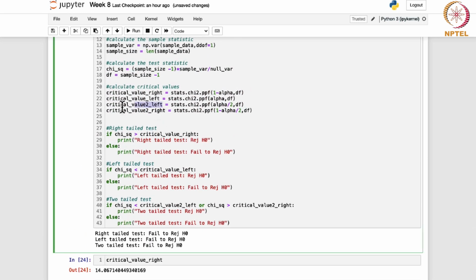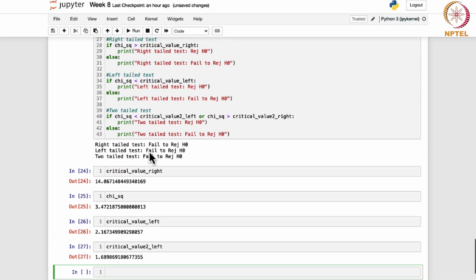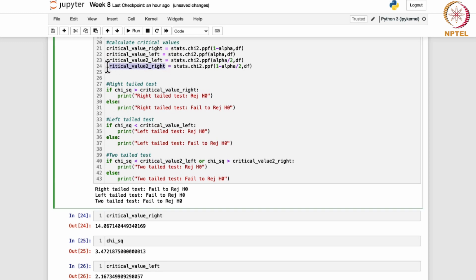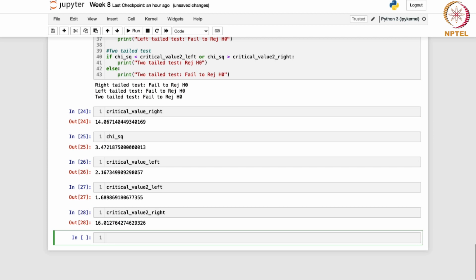And finally, you will consider the two-tail test. Let us look at what is the value for this. It is 1.68, and to the right, it is 16. And your chi-square value lies in between these two, that is 3.47. So chi-square is neither less than this nor greater than this. So that is why we cannot reject it, and we say that we fail to reject the null hypothesis.